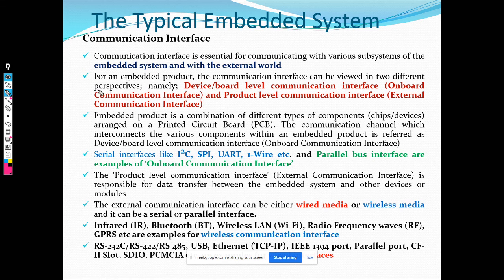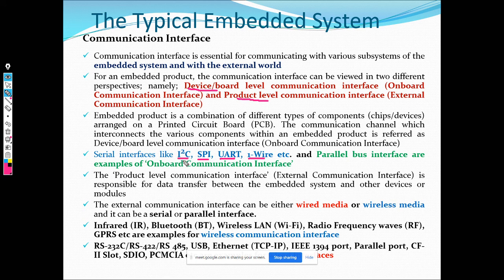There are two types of communication. One is at the device level, the device or board level, and the other one is the product level. The device level is to communicate inside the system itself, and the product level is to communicate to the outside world. Typically, we have I squared C, SPI, UART, and other memory interfaces we saw, right?